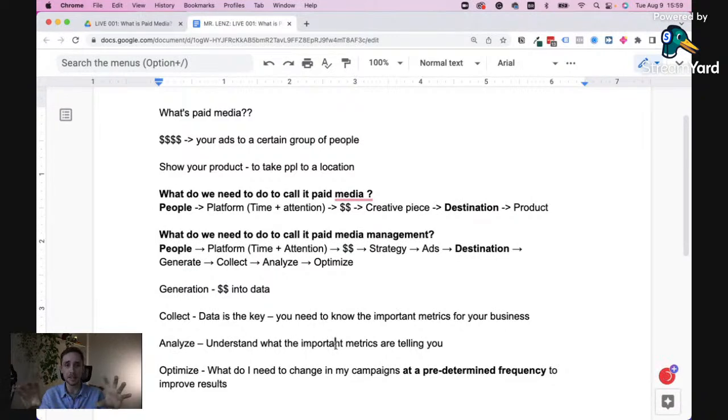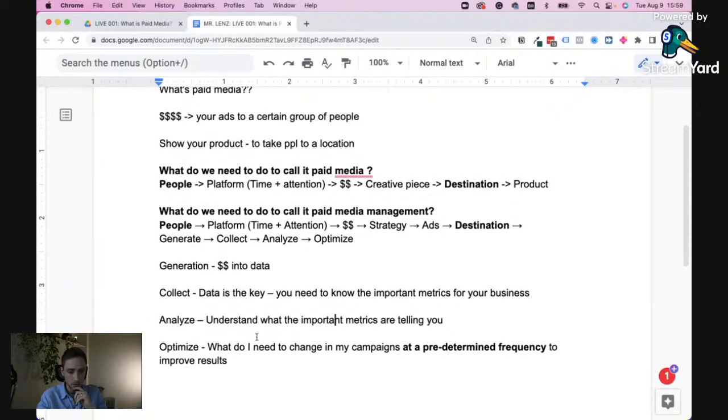once we collect the data, where is it at? Is it a spreadsheet, or is it on the ads manager? How do we set up the columns there so we know what's happening? I'm going to be showing you that too, because that's very, very important to make things a lot easier. And it changes from business to business, from campaign to campaign. I'm going to be showing you that in the next lesson, so stay tuned. And optimize, yeah, at a predetermined frequency.